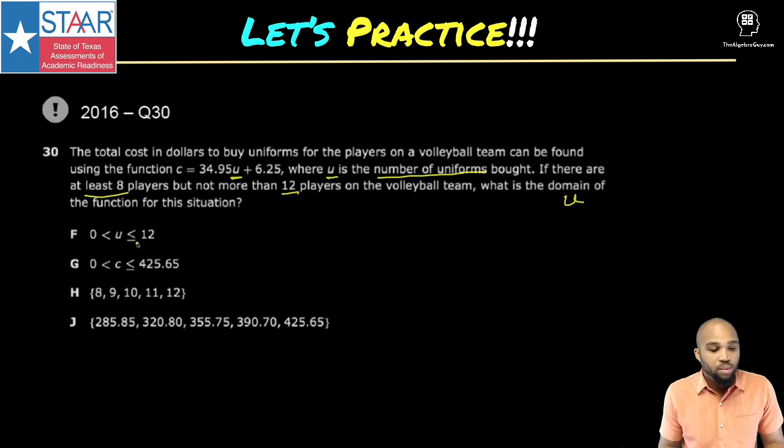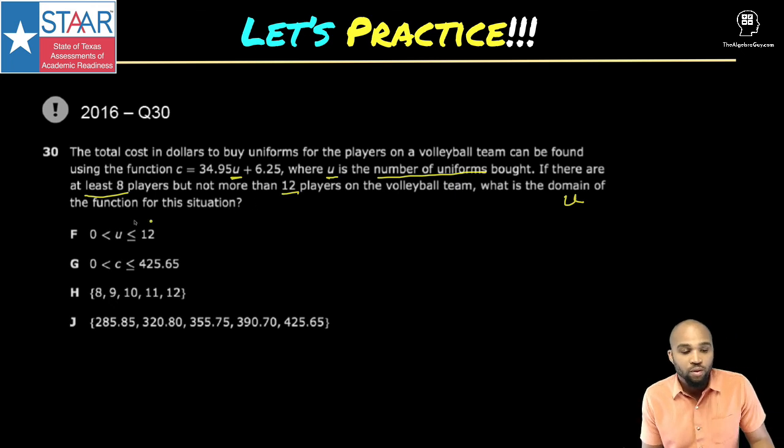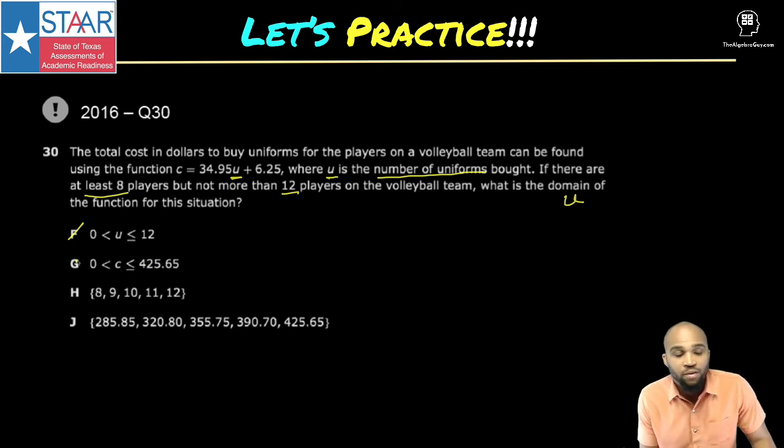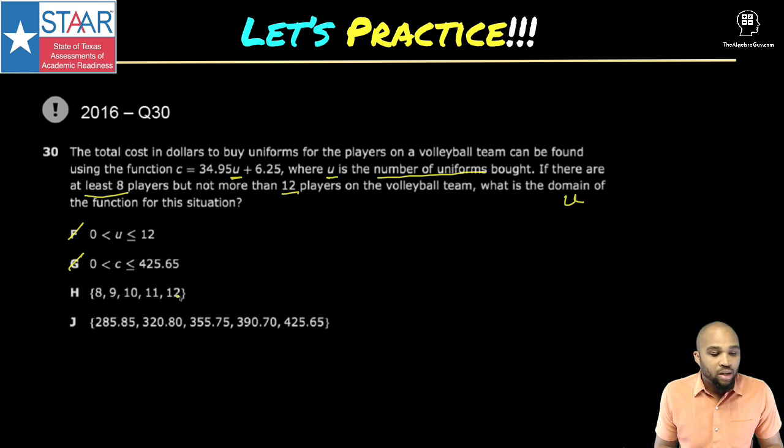Well, you may have been tempted to go 0 to 12 at first when you saw 12 and realized there was uniforms, but they said at least 8. So we have to start with 8. 0 to 400 doesn't make sense anymore, because we know we're talking about players. We can't have 425.65 uniforms. 8, 9, 10, 11, 12. That's what we want to get. Everything from 8 to 12, actually just those integers.